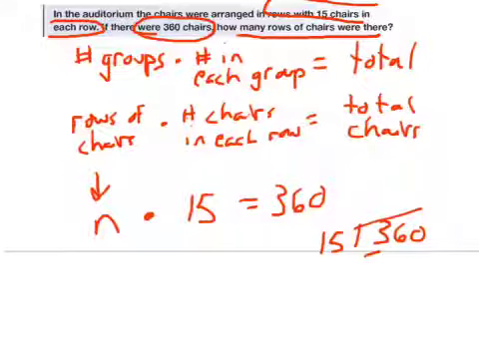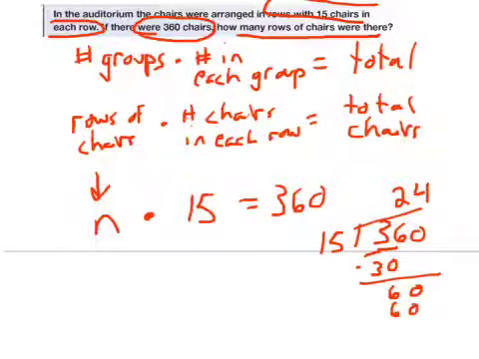Okay, well 15 doesn't go into 3, but it does go into 36 2 times, and 15 times 2 is 30. If I subtract these, how many times does 15 go into 60? Well, if I count by 15s, 15 times 1 is 15, 15 times 2 is 30, 15 times 3 is 45, and 15 times 4 is 60. And I get 0 there. So I got an answer right here of 24.